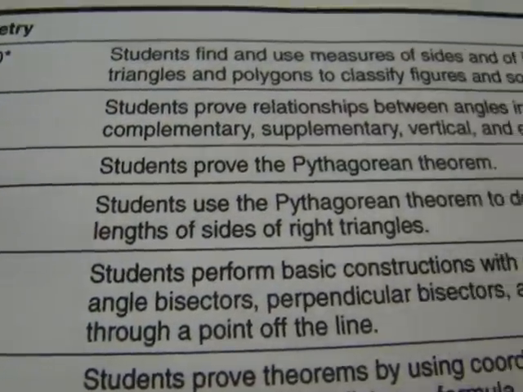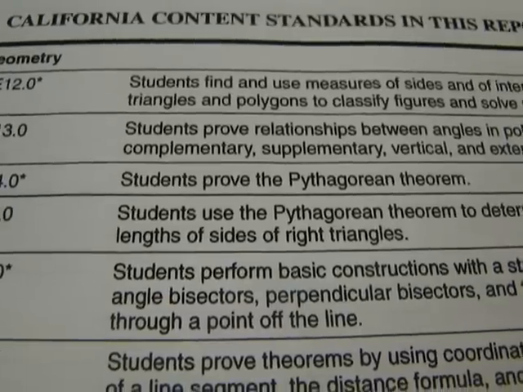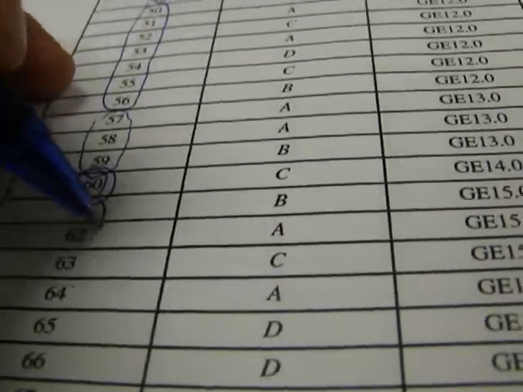Standard 15 is about using the Pythagorean theorem to solve. So let's see what it's about. Standard 15, students use the Pythagorean theorem to determine distance and find missing lengths of sides of right triangles. So standard 15 will be these 3 problems. That is problems 61, 62, and 63.